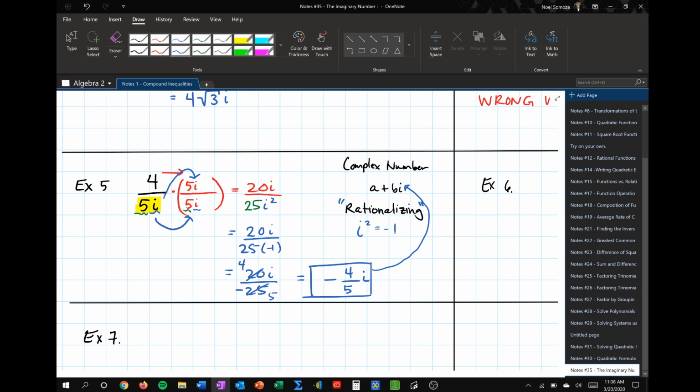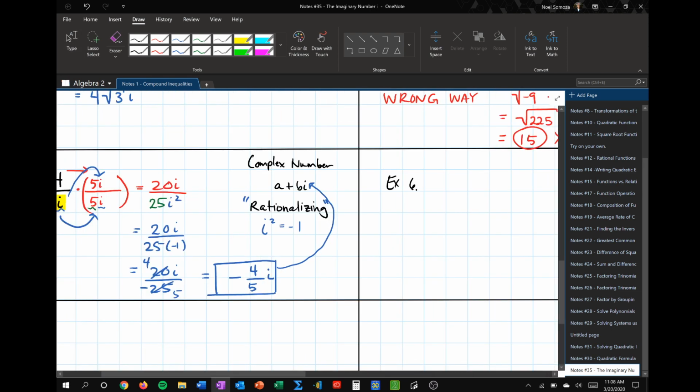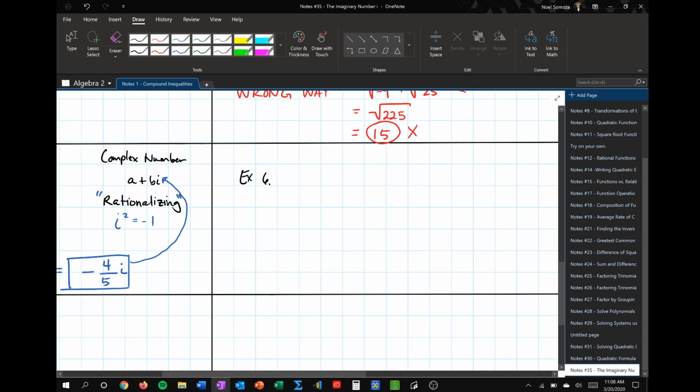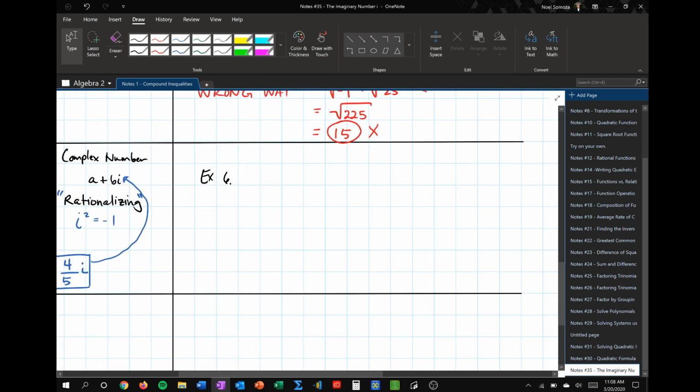Okay, so let's move on. Let's take a look at a slightly more advanced version of rationalizing. So let's start here with 10 all over the square root of negative 5.